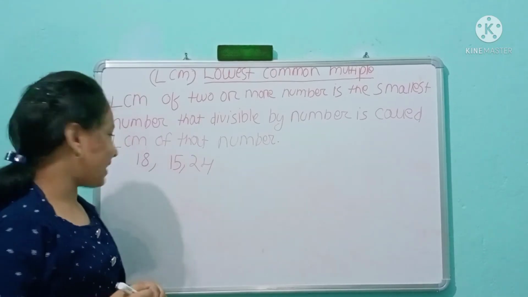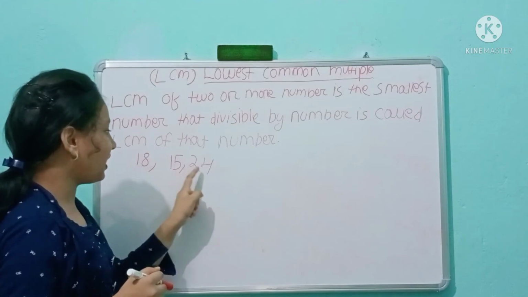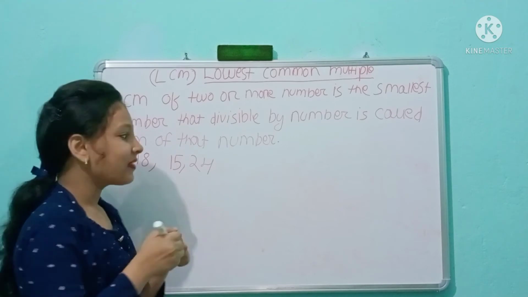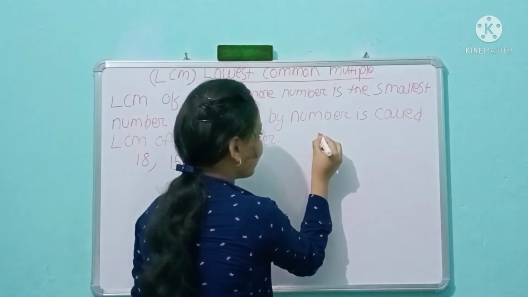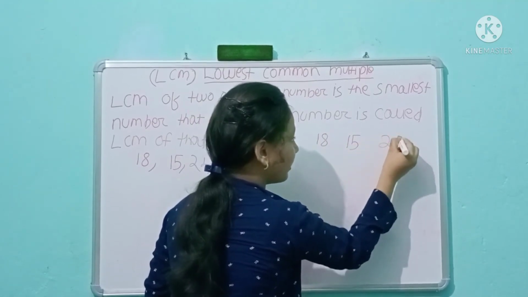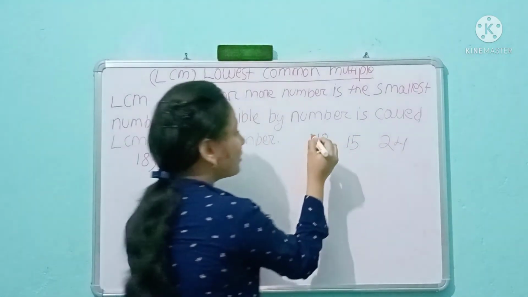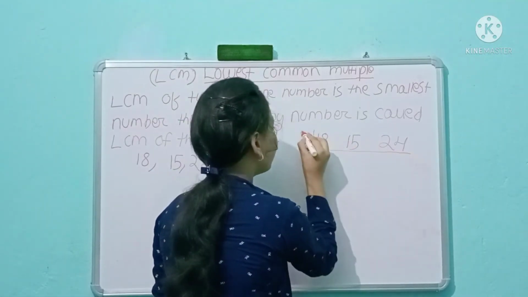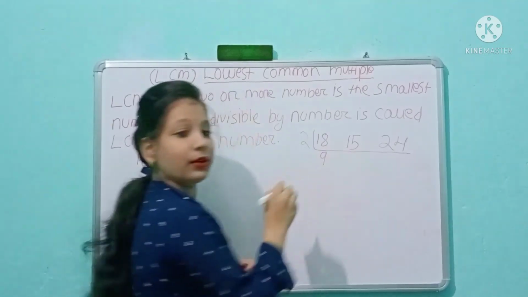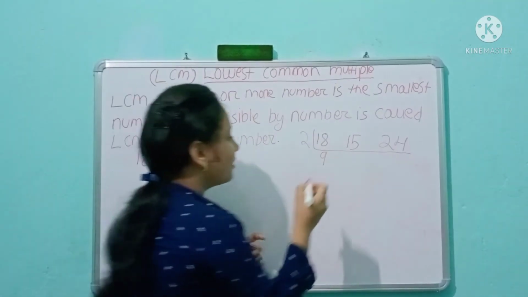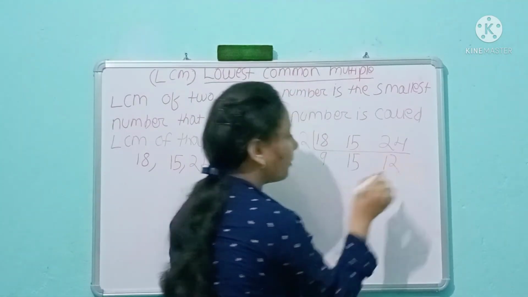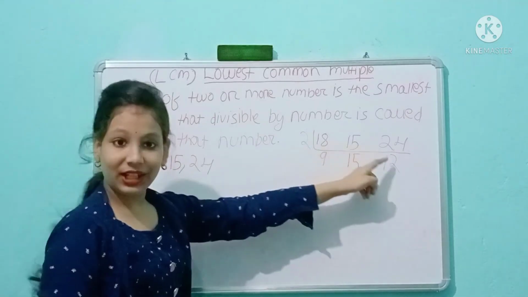Then next example, I write here 18, 15 and 24. We find out the answer in the common division method of LCM. So let's find out. Here is 18, here is 15 and here is 24. So we divide it by 2. Clear? So 2 9s are 18. 15 is not in the 2 table, so it is left over. So here is 12. 12 2s are 24. Clear?